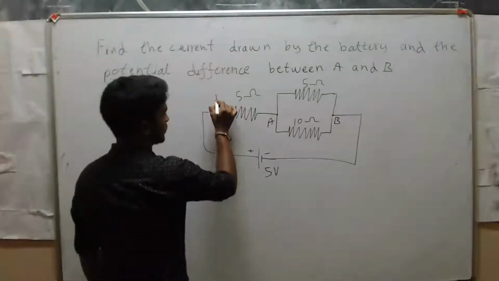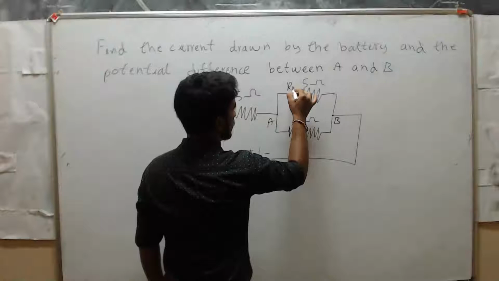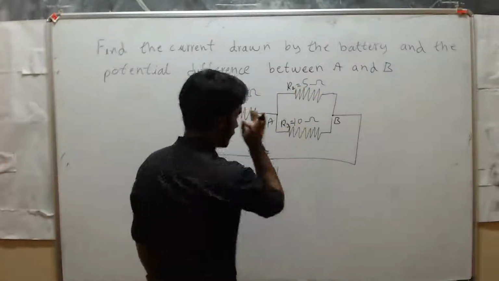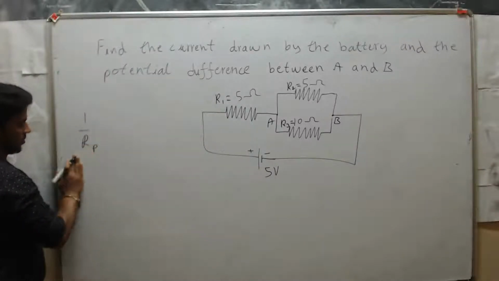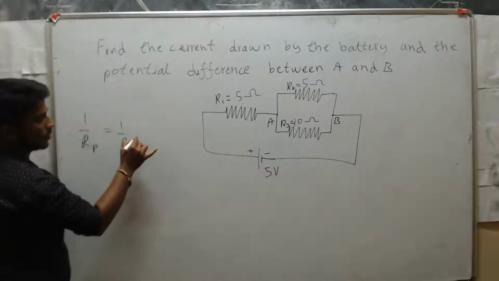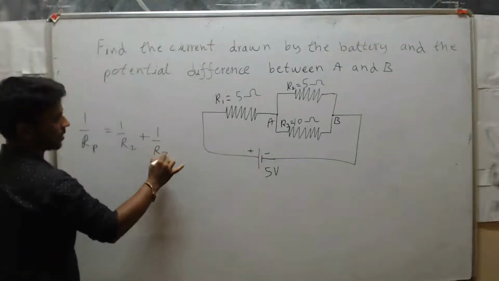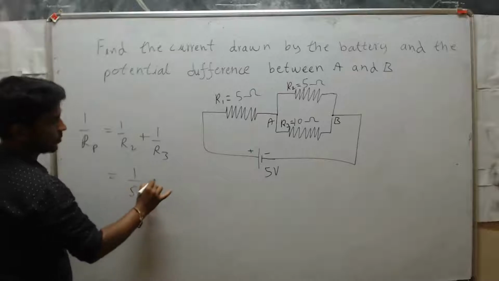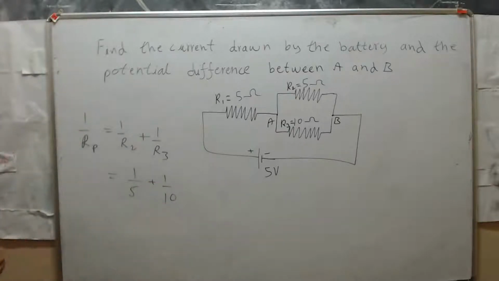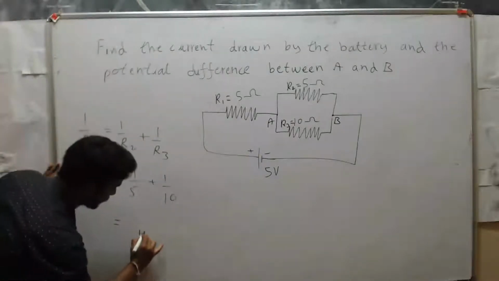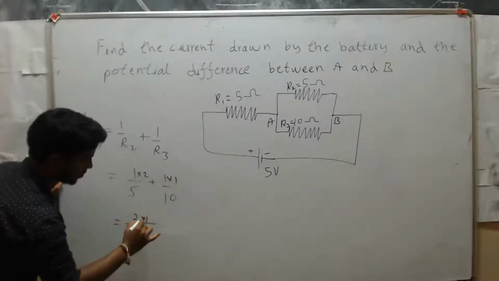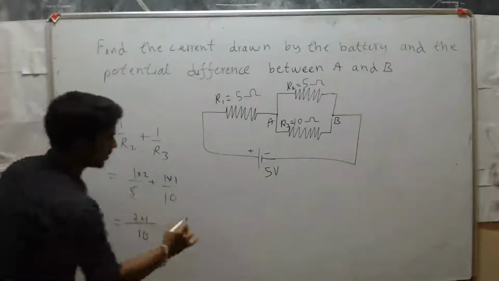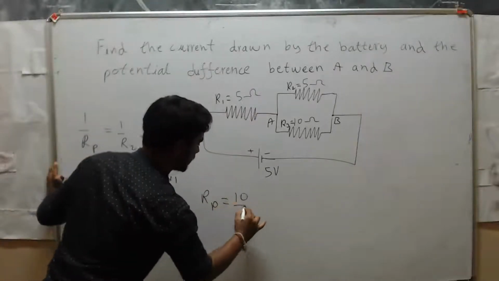Okay, so here this is R1, R2, R3. Okay, so first 1 by RP, 1 by RP is equal to 1 by R2 plus 1 by R3. So 1 by 5 plus 1 by 10. So LCM of 5 and 10 is 10. Okay, so here you have to multiply by 2 and here by 1. So 2 plus 1. So 1 by RP, we need RP. So RP is equal to, we can write 10 divided by 3.